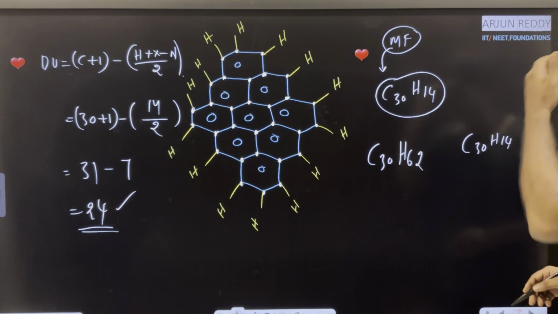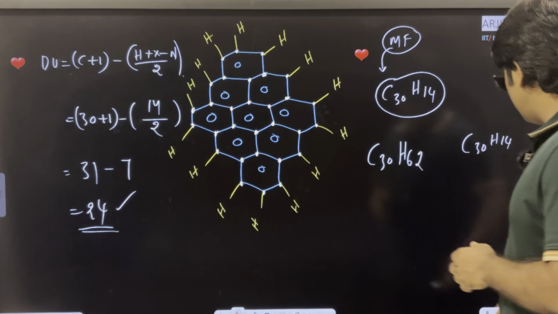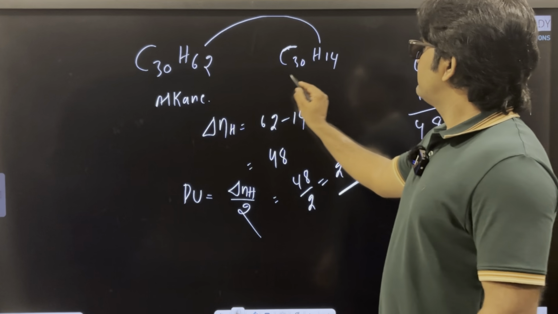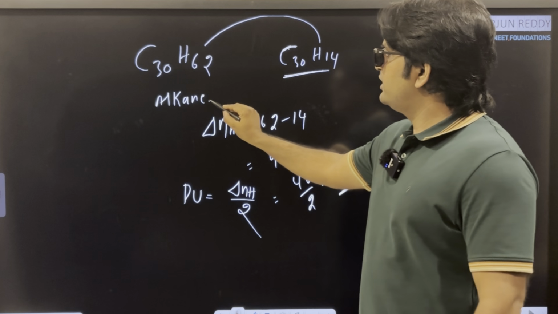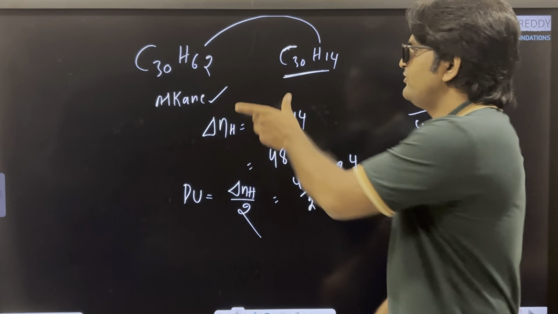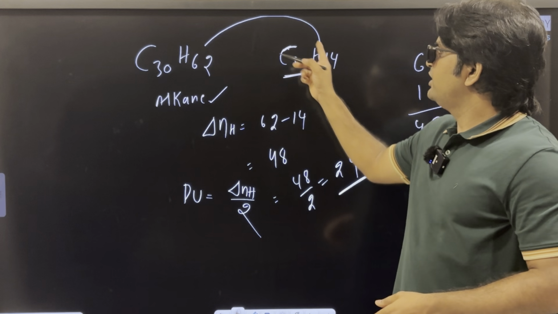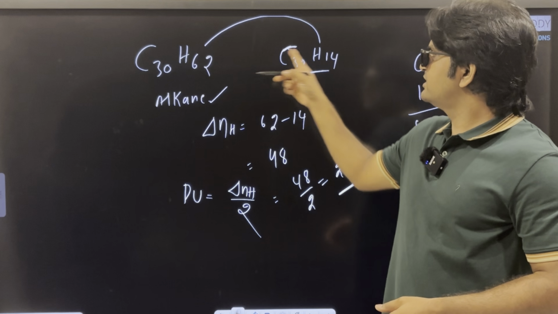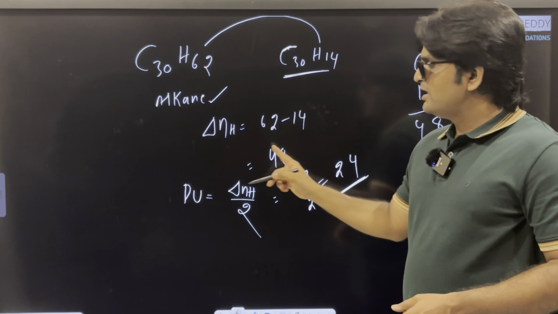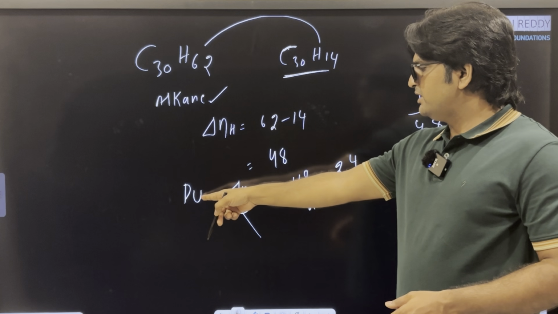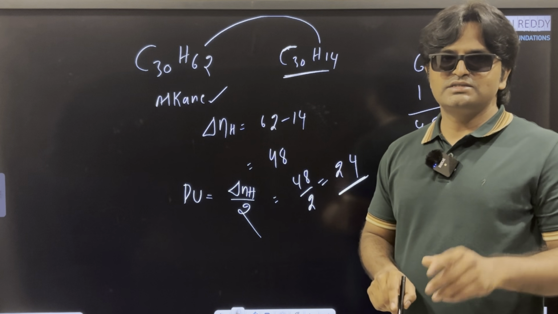Otherwise, if you want to calculate by the second method, you just count the number of carbon atoms and the number of hydrogen atoms. With these carbon atoms, you write the same formula in the form of an alkane. After writing that, you calculate the difference between hydrogen atoms. Here 62 is present, here 14 is present. 62 minus 14 equals 48. After getting this value, directly degree of unsaturation equals delta NH by 2. Okay, this is the second method.